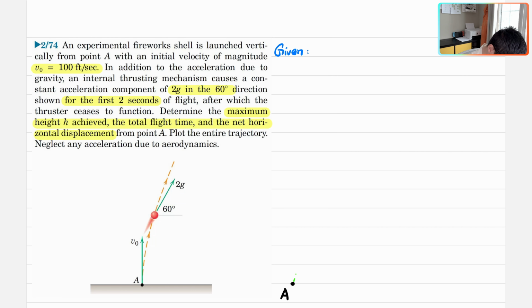So at the beginning, it will be flying from A to B. This is the first 2 seconds, and let's call this part 1. And then after the first 2 seconds, it will continue to fly as a projectile motion, so probably ending up somewhere here, point C, and let's call this part 2. So what do we have for part 1 versus what do we have for part 2? That's what we want to set up.